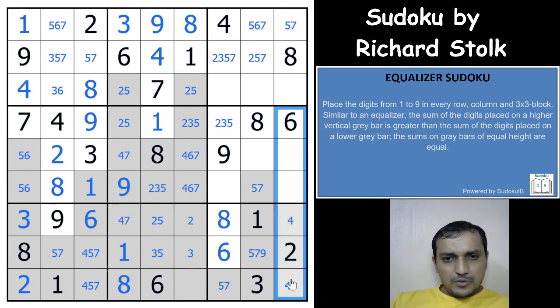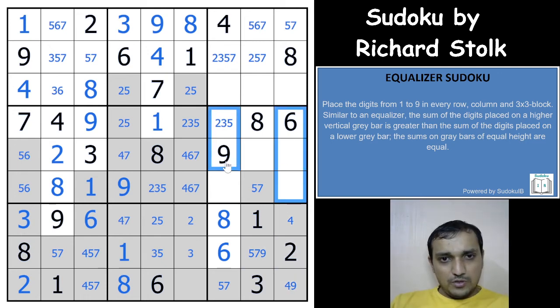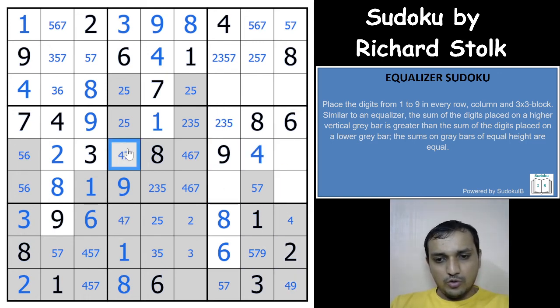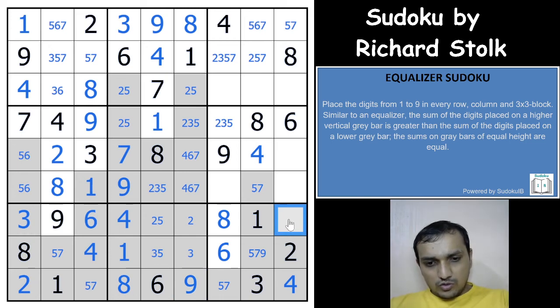Oh, 4 cannot be here. The moment I eliminated a 4 here, 4 is pointing in this box, right? So 4 cannot be here, 4 cannot be here. This cell would have to be a 4. That gives you a 7 and a 4 here. You get a 4 here. That gives you a 4 here. Guys, that is awesome. You have 5, 7, 9. That gives you a 9 here. This is also 5 and 7, and that gives you a 9 here.